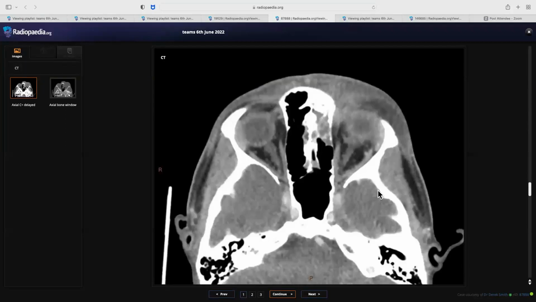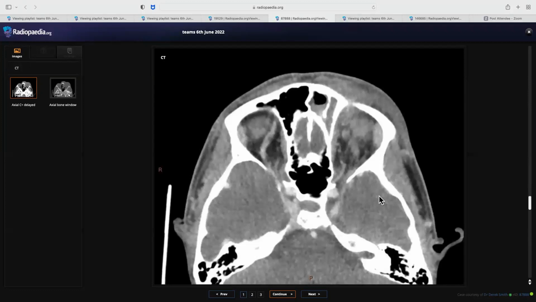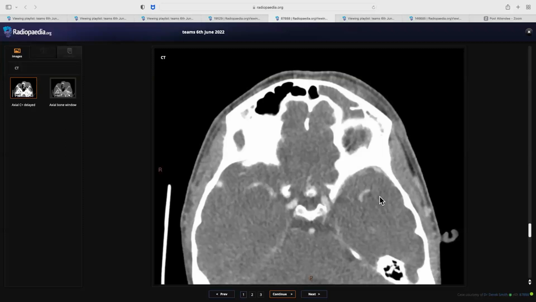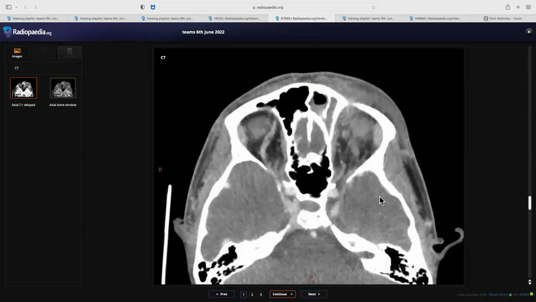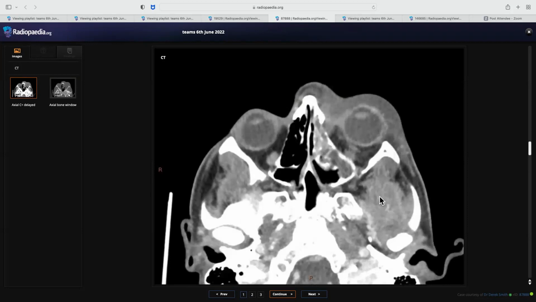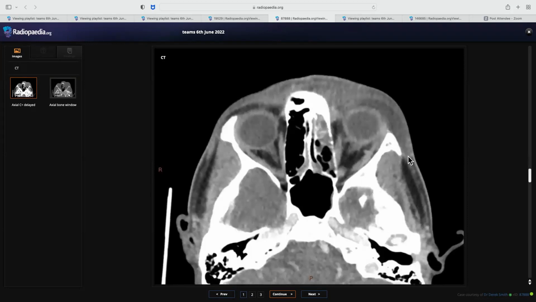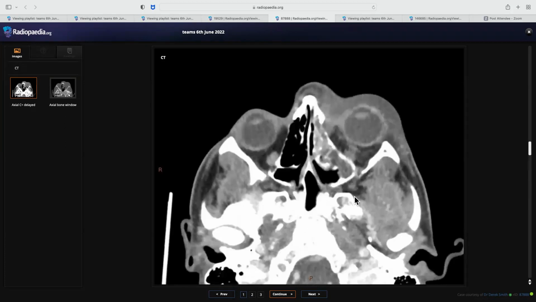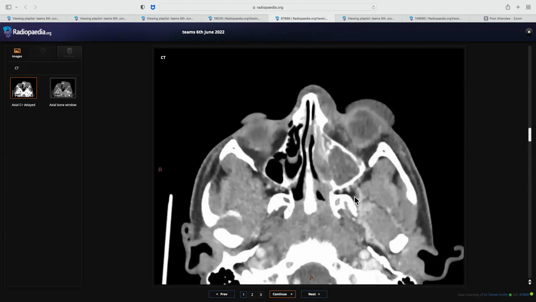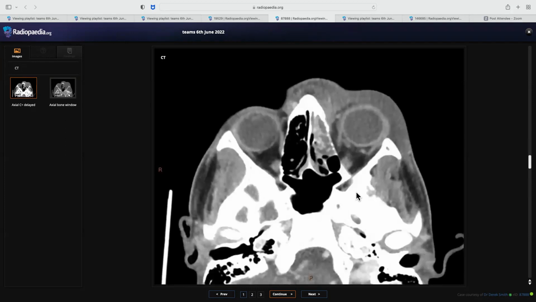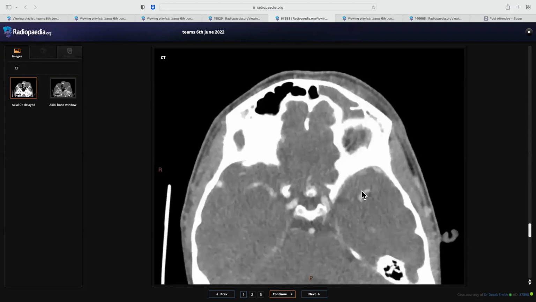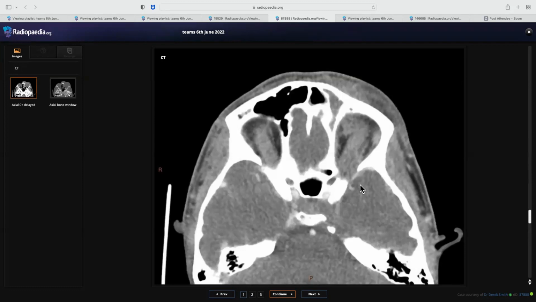Yes, there is mucosal thickening in the left maxillary sinus and also the ethmoid sinus and frontal sinus. There is soft tissue swelling around the left periorbital region, also including the preseptal tissue of the left orbit. The eyeball appears fine, the lens is seen normally, and I'm looking for any inflammatory changes extending into the left orbit.